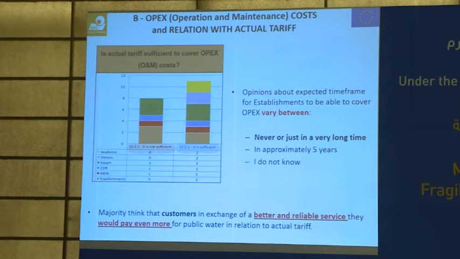When we ask how long it will take for the establishment to be able to cover their operation and maintenance, the majority, you don't have the graph, say never or just a very long time. Some others say in 5 years they could be able, others do not know. The majority think, in any case, that the customer would be ready to pay more for a better, reliable service.